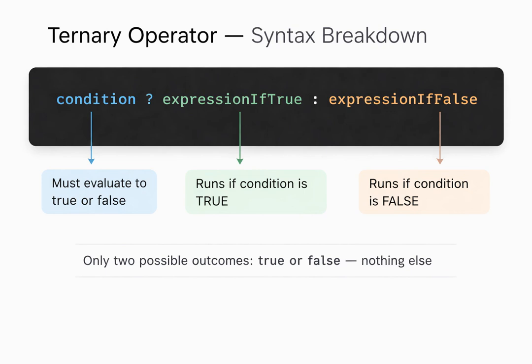There's no middle ground. Then comes the question mark. After the question mark, you write what should happen if the condition is true. Then comes the colon. After the colon, you write what should happen if the condition is false. The instructor is very clear. The condition can only produce two outcomes, true or false. Anything else is not valid.